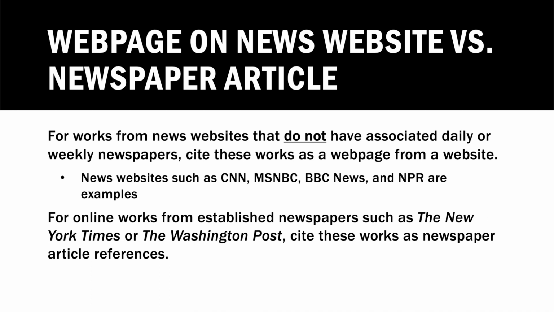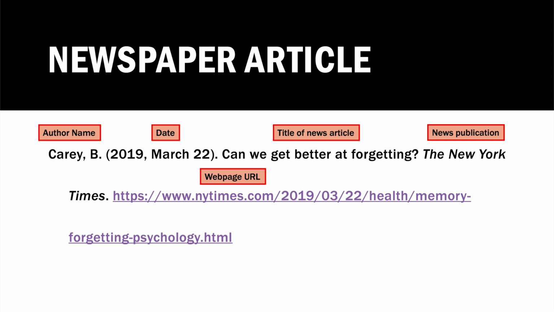For online works from established newspapers such as the New York Times or the Washington Post, cite these works as newspaper article references. This means that this work comes from an established newspaper that has a weekly or daily circulation. Here we see an example, newspaper article citation.